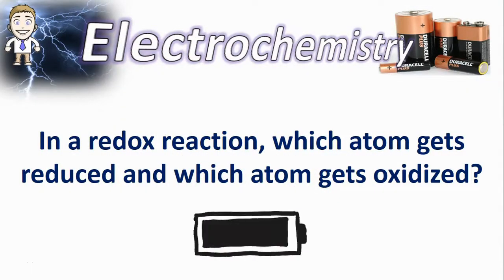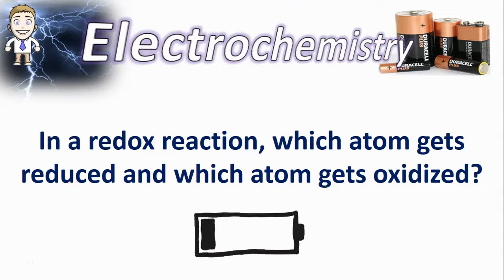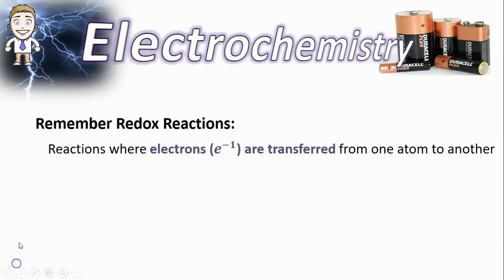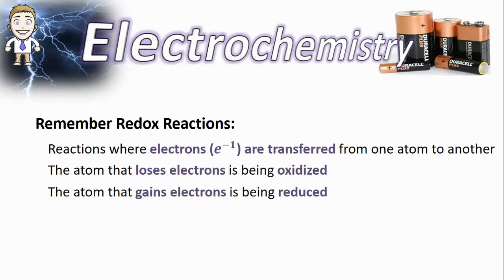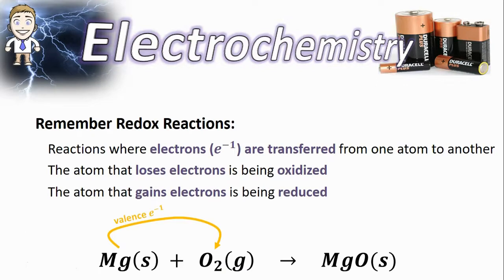Hey everyone, in this video we'll answer the question, when you have a redox reaction, how do you tell which atom gets reduced and which atom gets oxidized? First, remember that redox reactions are simply reactions where electrons are transferred from one atom to another. The atom that loses the electrons is being oxidized, the atom that gains electrons is being reduced, like our example with magnesium and oxygen, where magnesium transfers its valence electrons to the oxygen.